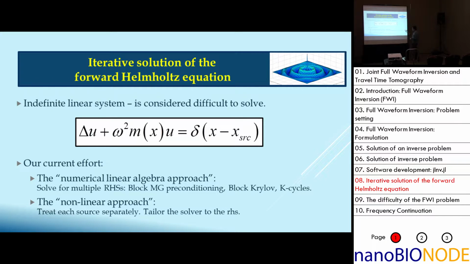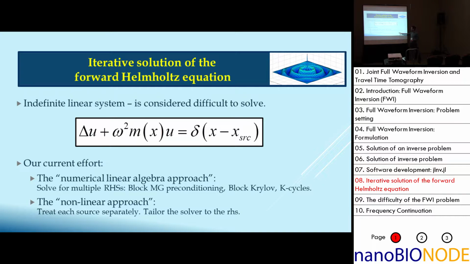Currently, we've got two codes to solve that. One of them is what I call the numerical linear algebra approach. So we use the shifted Laplacian preconditioner, but we do it for multiple right-hand sides to get performance. So we've got block multigrid preconditioning, block Krylov methods. We use k-cycles. We use all kinds of standard multigrid tricks to get this to work really fast and to get every bit of performance from our multi-core machine.